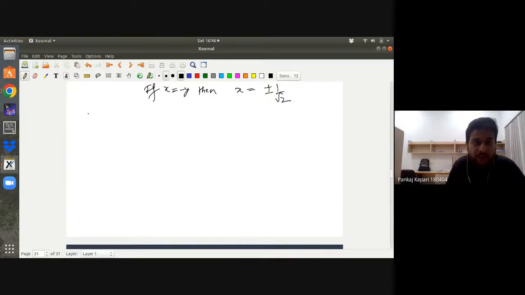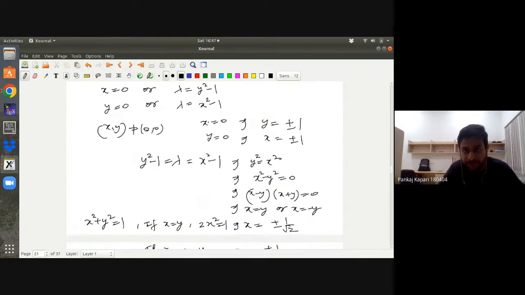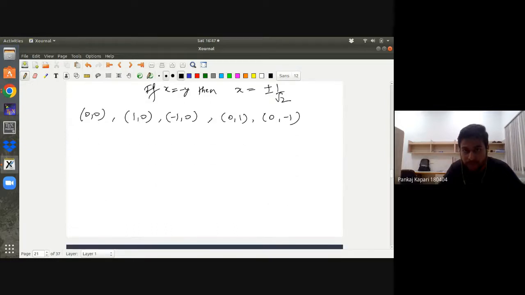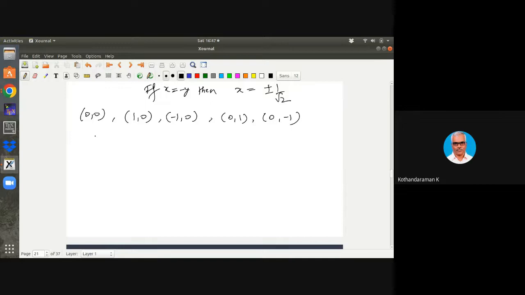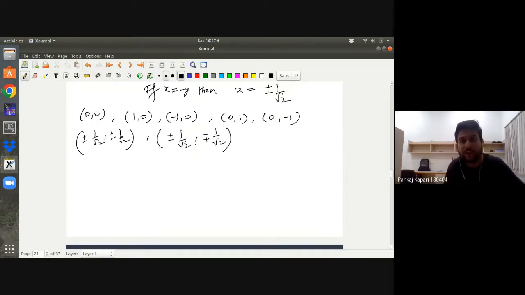Okay, so now how many critical points we have? In the interior, we have 0, comma 0, we have 1, comma 0, and minus 1, comma 0. We have 0, comma 1, 0, comma minus 1. And this plus minus 1 over root 2, comma plus minus 1 over root 2, and plus minus 1 over root 2, comma minus plus 1 over root 2. Okay, in one of the conditions x was equal to y, and in another condition x was minus y.